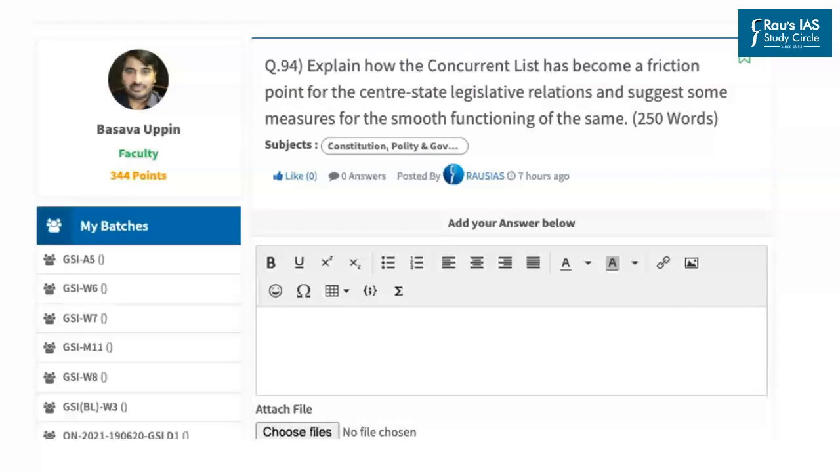In continuation with our weekly series of mains assignment questions from the Daily News Simplified videos, the question for this particular week is: explain how the concurrent list has become a friction point for the center-state legislative relations and suggest some measures for the smooth functioning of the same. The answer to this question has to be written in 250 words. Before you write the answer, please go through the DNS dated 20th of April 2022, in which we have covered this particular topic.